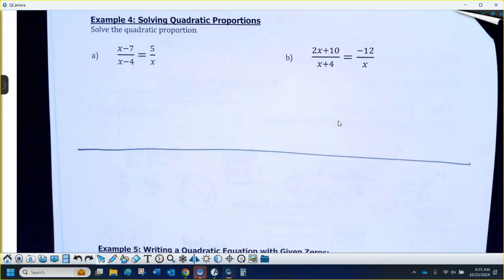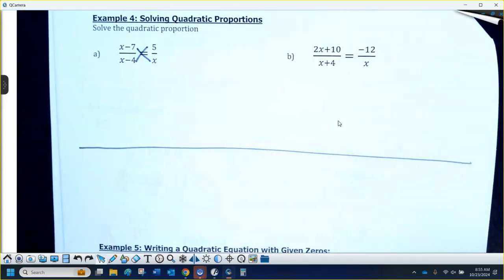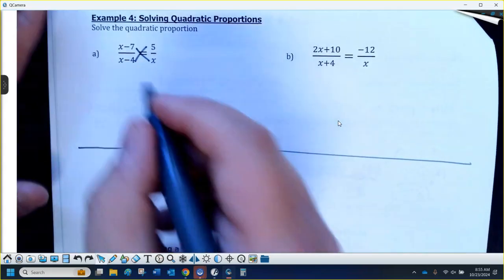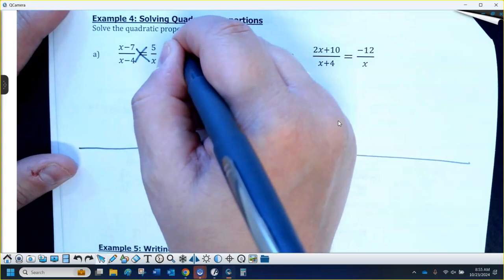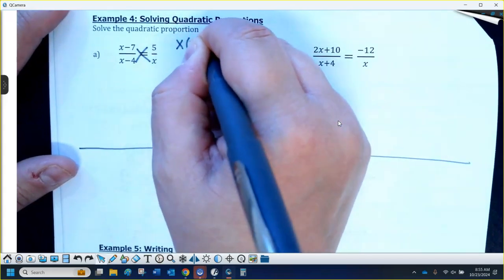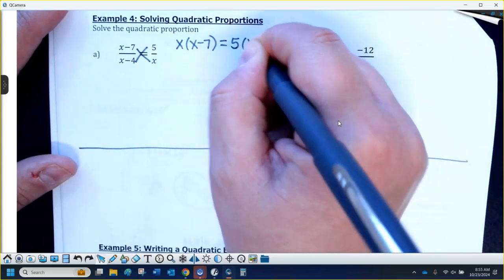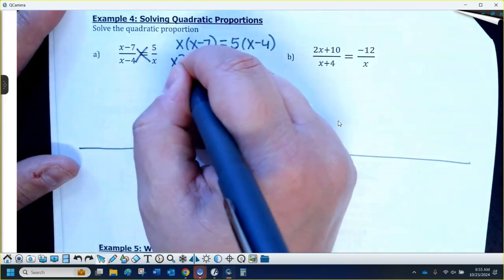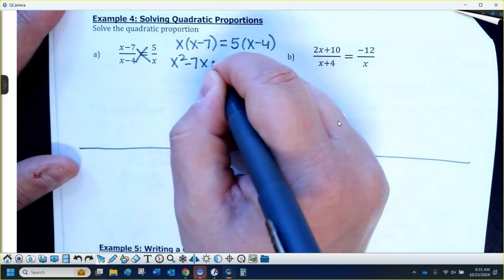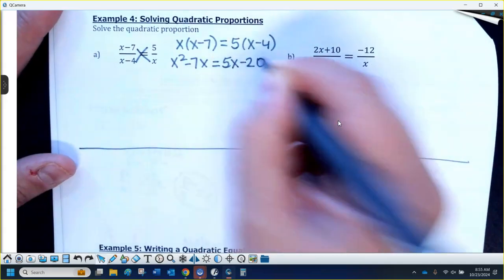It's a quadratic proportion. Do you guys remember how to solve a proportion with cross products from Algebra 1? Okay, so I'm just going to multiply what's diagonal from each other. Let me come up here. So one of them I'd have x times x minus 7. One of them I'd have 5 times x minus 4. So just a little distributive property here on both sides. I'm going to get x squared minus 7x equals 5x minus 20.